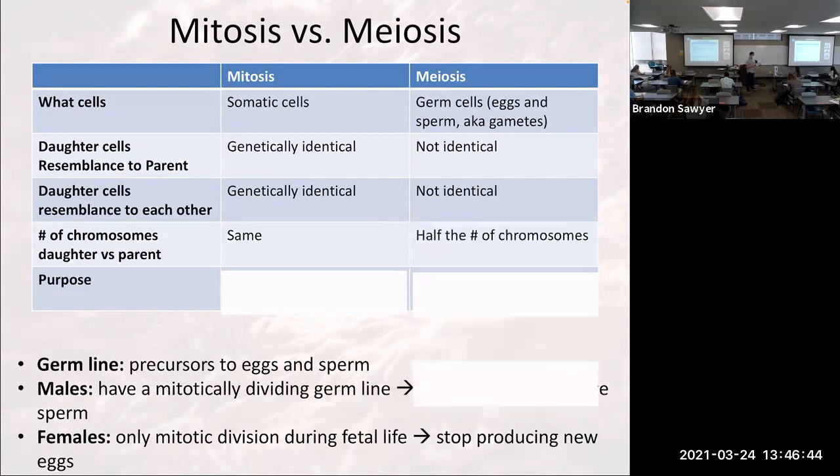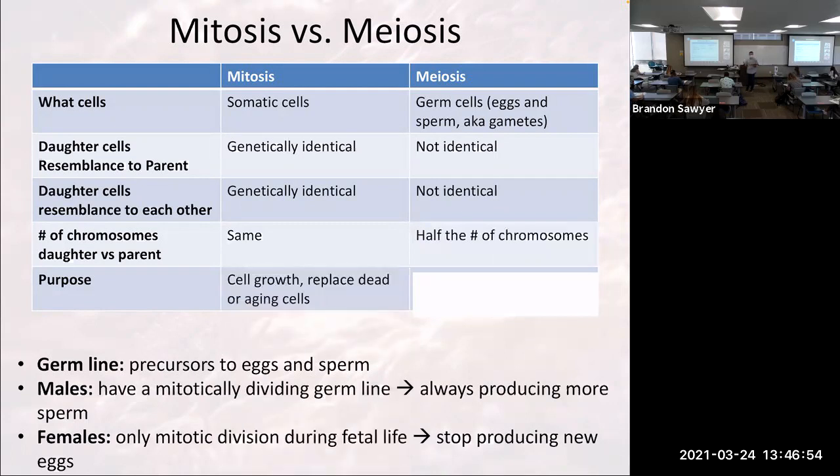Okay, so number of chromosomes, daughter versus parent, same in mitosis, half in meiosis. And the purpose of each, well, the purpose of mitosis is just to grow new cells, really, right? It's either to replace damaged or old cells or for tissue to actually grow. Meiosis is obviously not that, it's for reproduction.